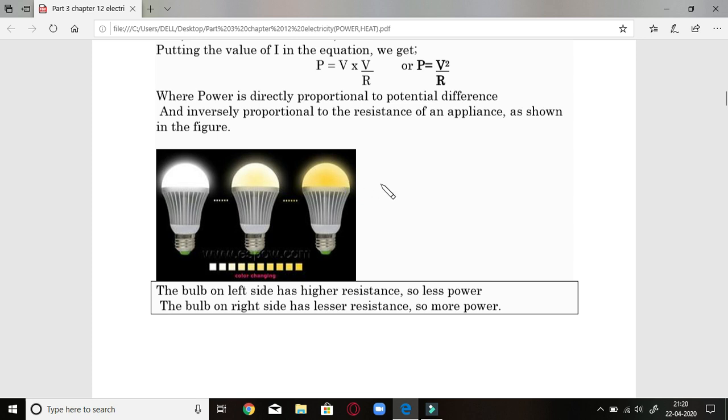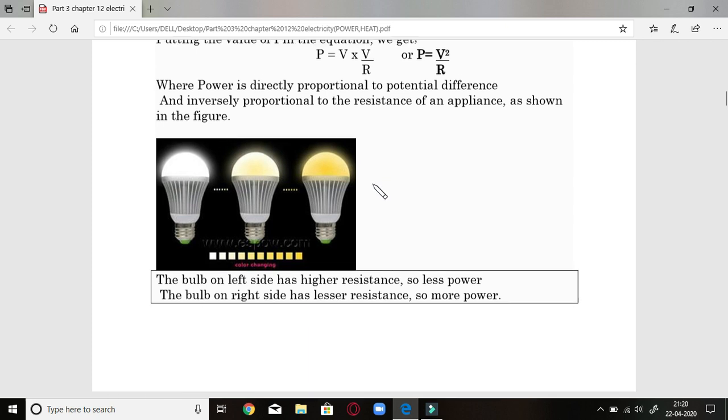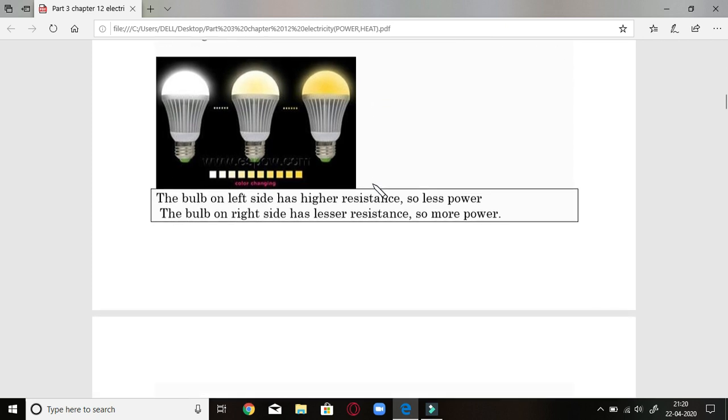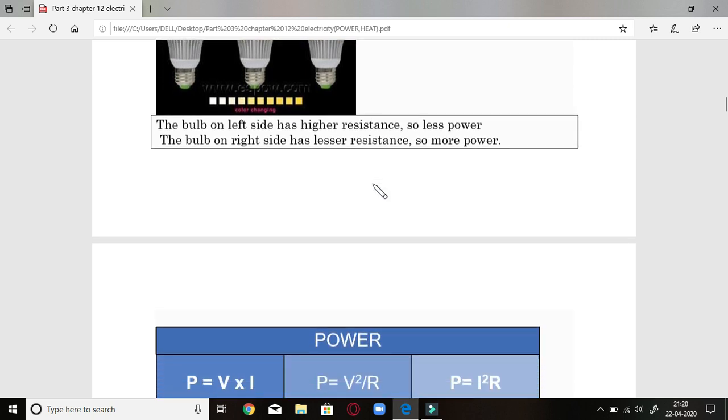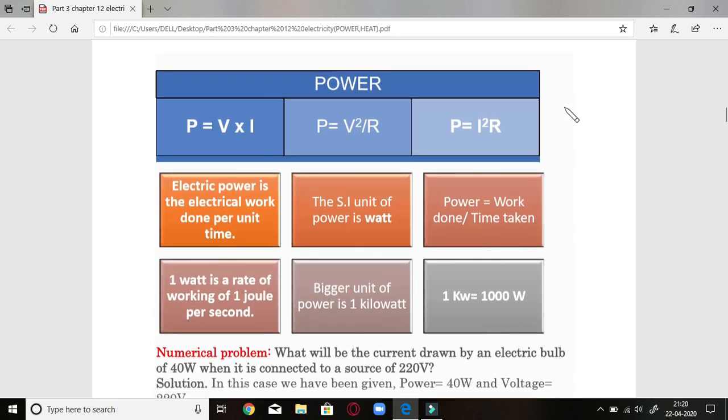So that's why power and resistance are mostly inversely related to each other when they are connected in parallel circuits, and bulbs in domestic circuits are connected in parallel. Now if we look at the compiled sheet I have made for your convenience, power P is equal to V multiplied by I. This is the first formula. The second formula is P is equal to V square upon R, and the third formula is P is equal to I square into R.